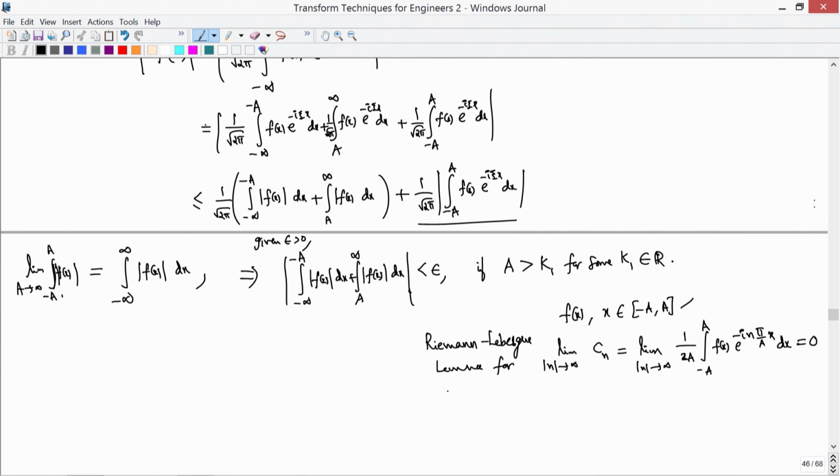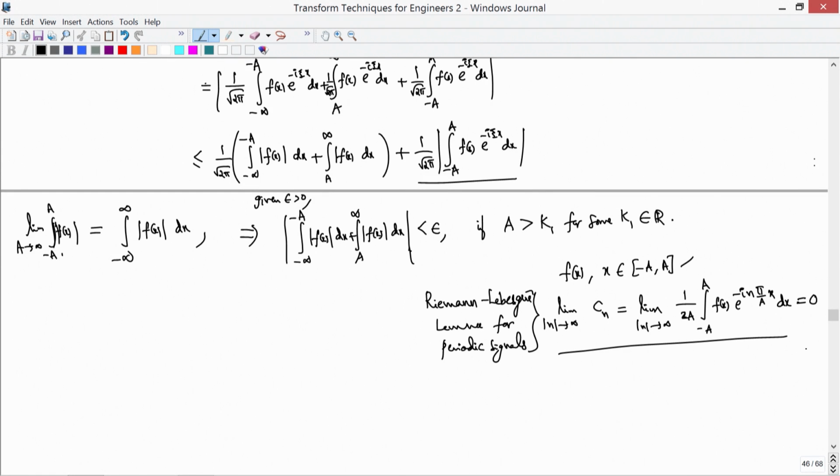Lemma for periodic signals. Periodic signals, that means any function signal over a finite interval. So, this is what we have. So what does it mean? But then this tells you that what you need is the integral from minus a to a of f(x) times e to the power minus i xi x.